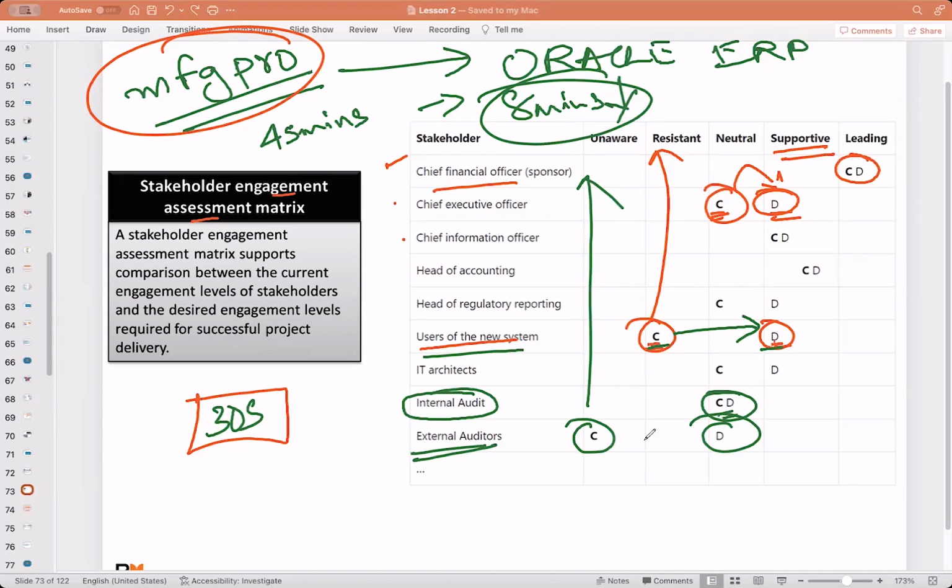Okay, in my projects, I used to send a once-a-month email newsletter. In that newsletter email list, I started adding this external auditor also. And then what will happen? Every month he will be receiving a newsletter from me.